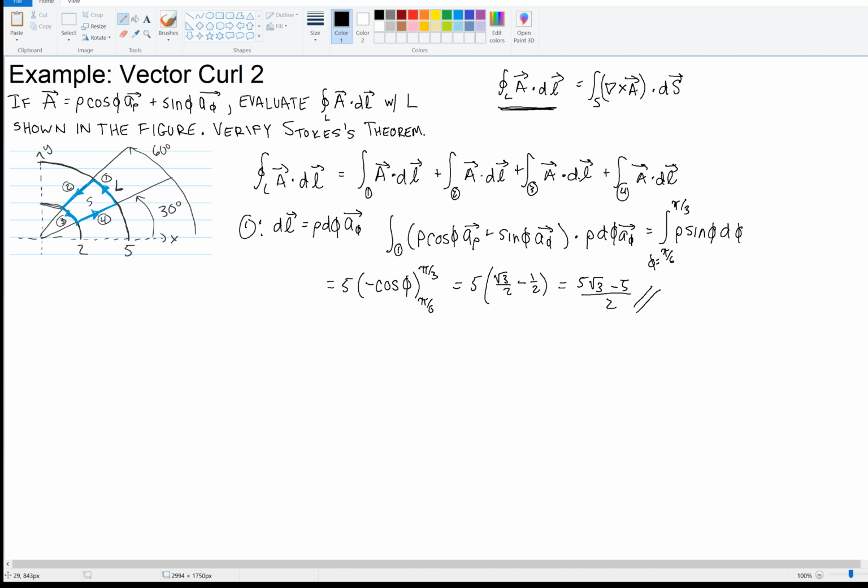Okay, moving along then, we're going to go to segment 2. So again, what is changing in segment 2? Well, in this case, the angle is held constant, and it's rho. It's the radius that changes. So in this case, dl is just d rho times a unit vector in the rho direction. So let me write that.